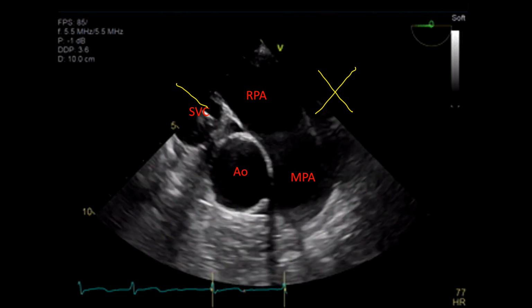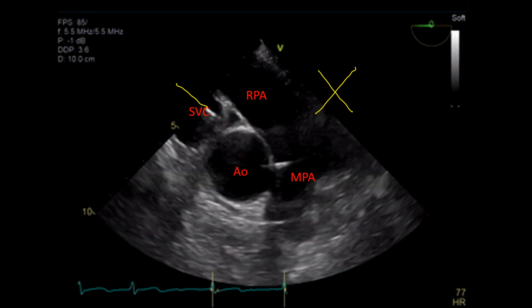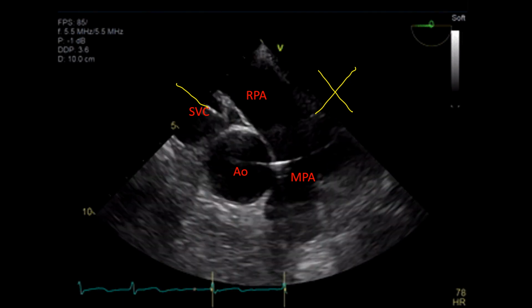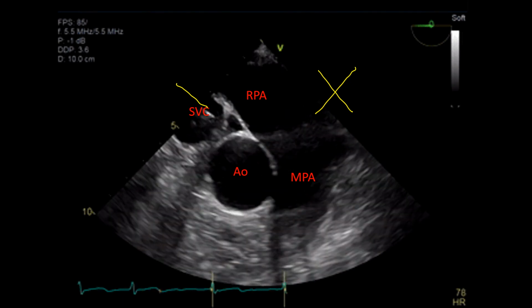This view is very important. If you had an ascending aortic aneurysm, you would see it here. If you had an aortic dissection, you would see it here.